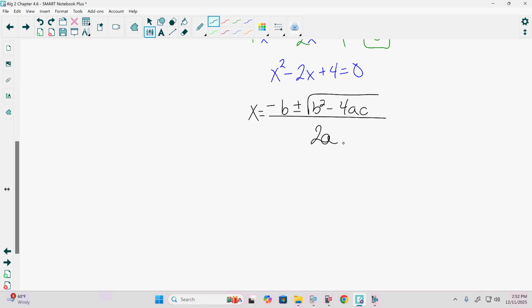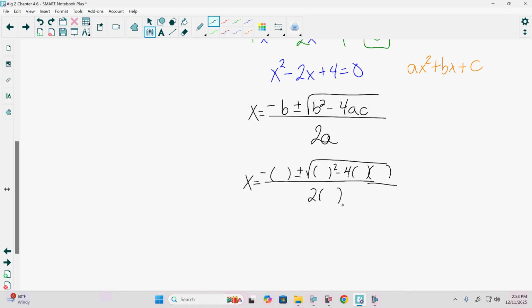Now, it is possible to do this by completing the square. I think the quadratic formula is a little bit faster than completing the square. I default to this here. Now, our a value in this case is going to be the number in front of x squared. Because there's not a number specifically written in front of x squared, it's understood to be 1. So we can put 1 and 1.